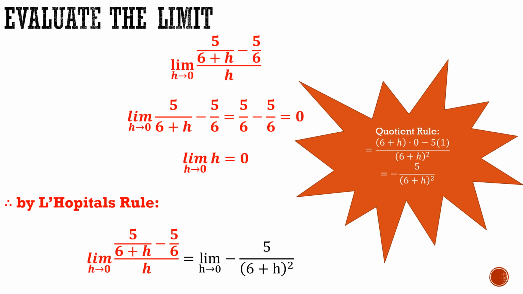We should also recognize that the derivative of 5/6 is 0 and the derivative of h is 1. So all I really had to focus on was this part of my numerator. This was the only thing that was really relevant to me because, again, the 5/6 went to 0 and the h went to 1. So once I do that and take that derivative, again, I can plug in the limit. And when I plug in the limit, I get negative 5 over 6 squared, which is negative 5 over 36.